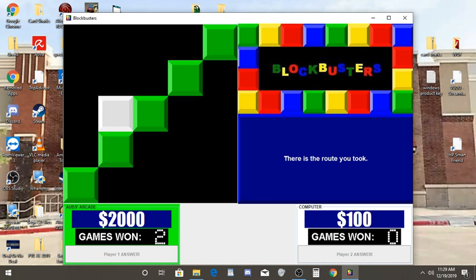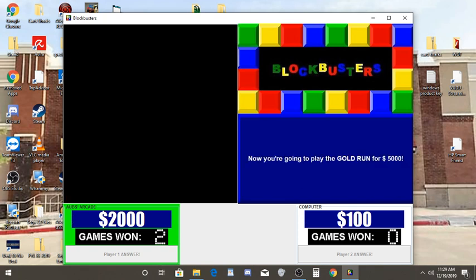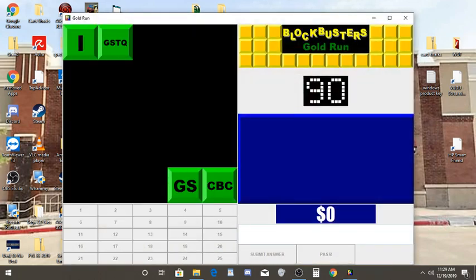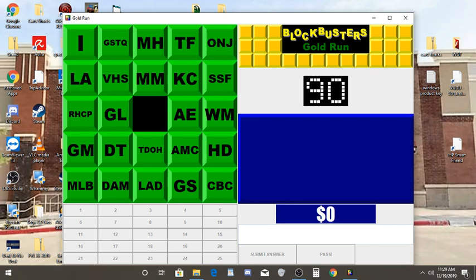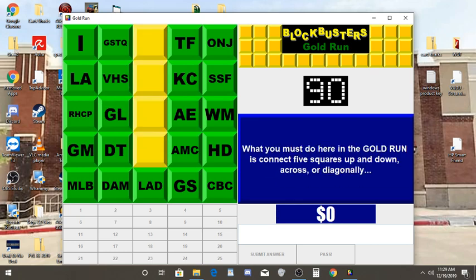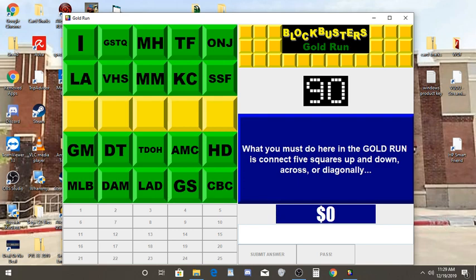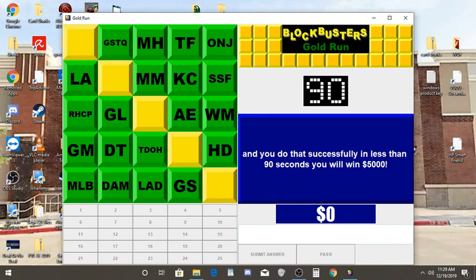Okay, there we go. I won $2,000, and we're going on to the bonus round here in a bit. Gold Run, that's what it's called. Yeah, it's for $5,000. Okay, are we ready? We're ready.